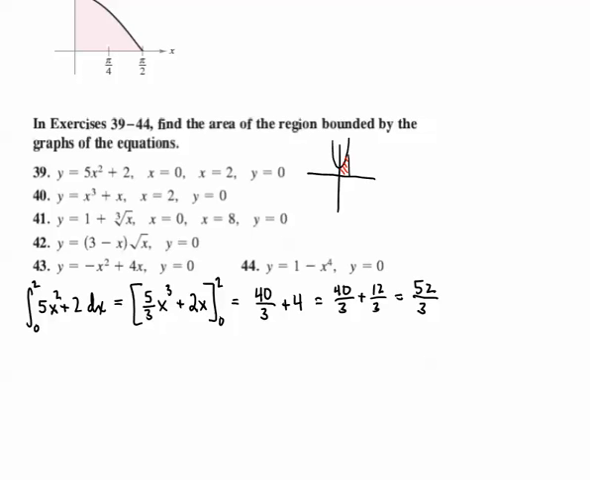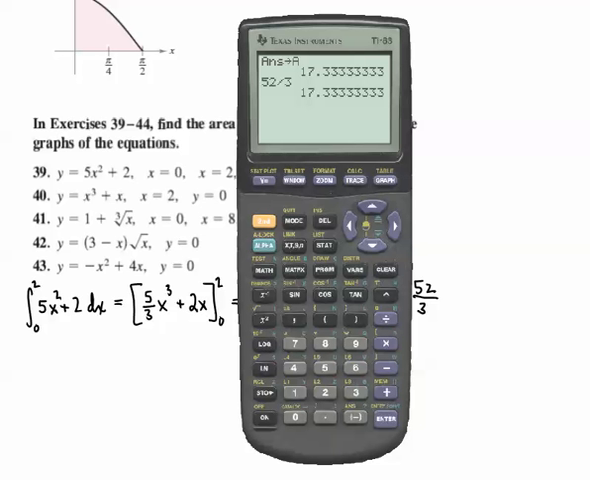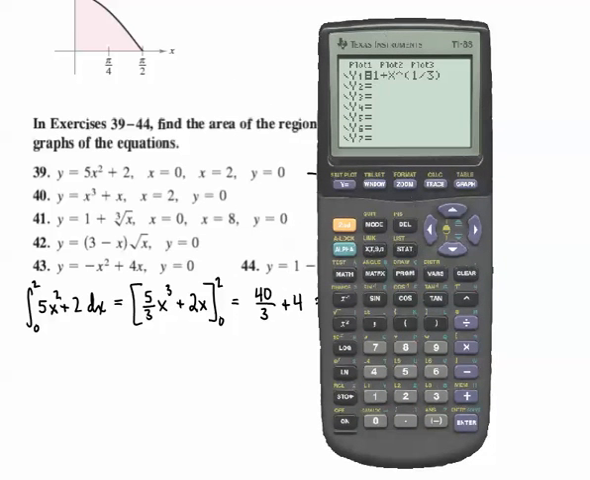41, we have 1 plus the cube root of x from x equals 0, x equals 8, and y equals 0. So I'll bring the calculator back and we'll take a look at what it looks like here. So we have 1 plus cube root of x, which is x to the 1/3 power. And we're looking for, again, y equals 0 is the x-axis, x equals 0 is the y-axis, and x equals 8. So in our window, we at least need to show, let's go from -1 up to +10 by 1s, and say -5 to +5 should be sufficient by 1s. We'll take a look at that graph and see what we get.